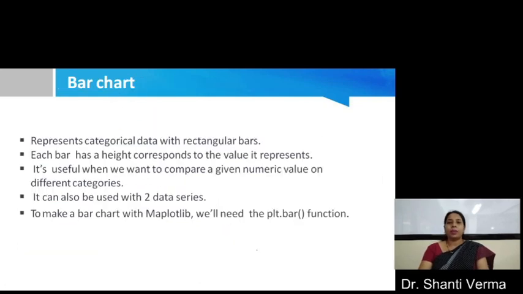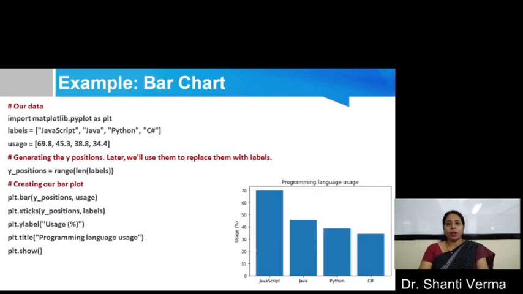Now let's discuss a bar chart. Basically, a bar chart is used to represent categorical data with rectangular bars. Each bar has a height corresponding to the value it represents. It is useful when we want to compare a given numeric value across different categories. To make a bar chart with Matplotlib, you have to use the bar function.